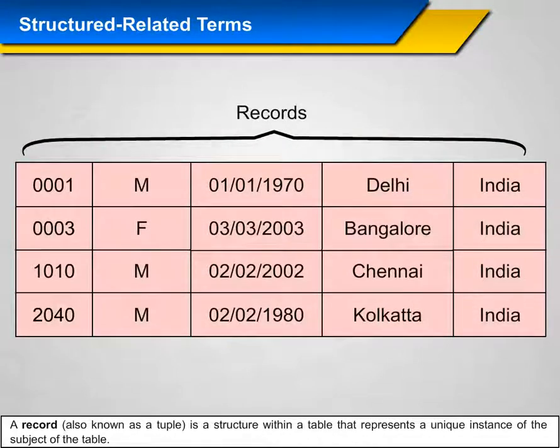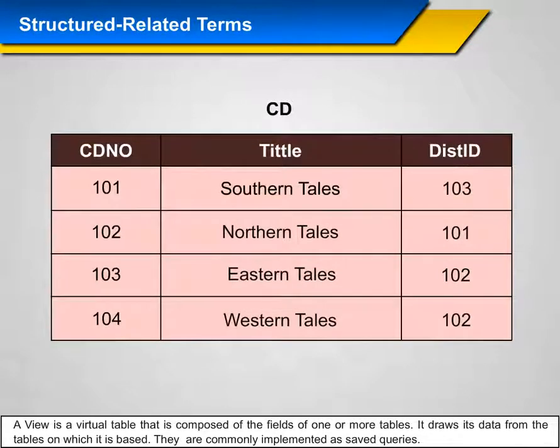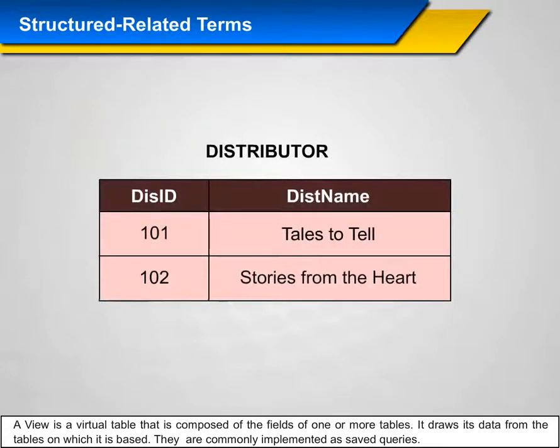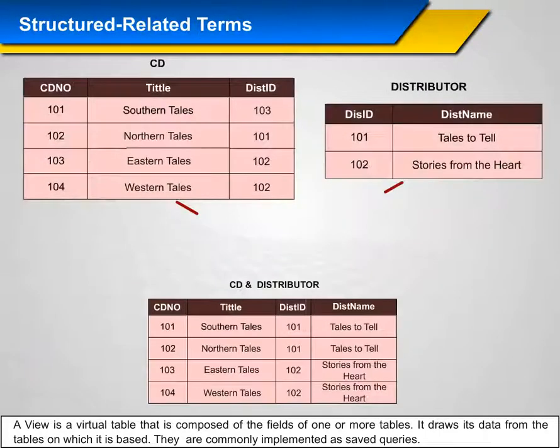A record, also known as a tuple, is a structure within a table that represents a unique instance of the subject of the table. A view is a virtual table that is composed of the fields of one or more tables. It draws its data from the tables on which it is based. They are commonly implemented as saved queries.